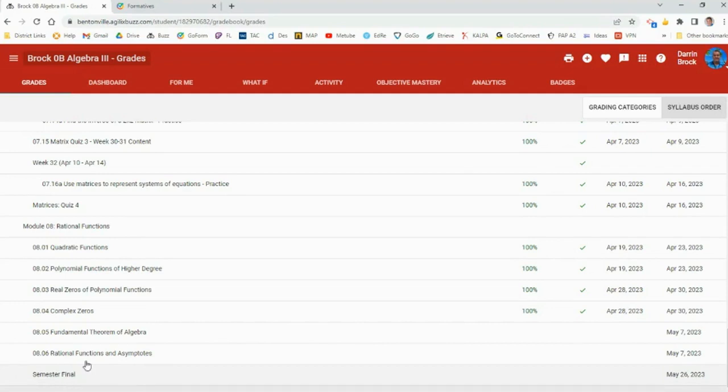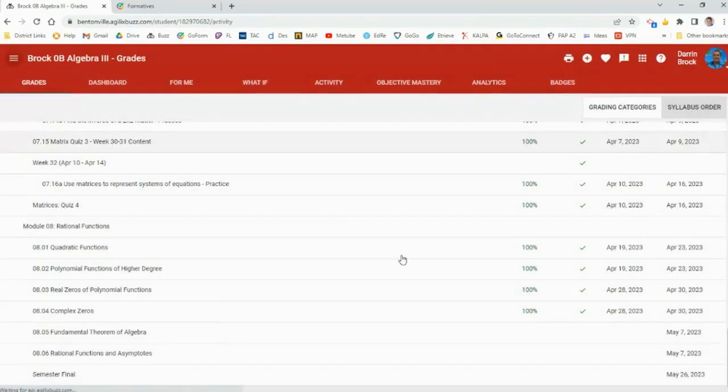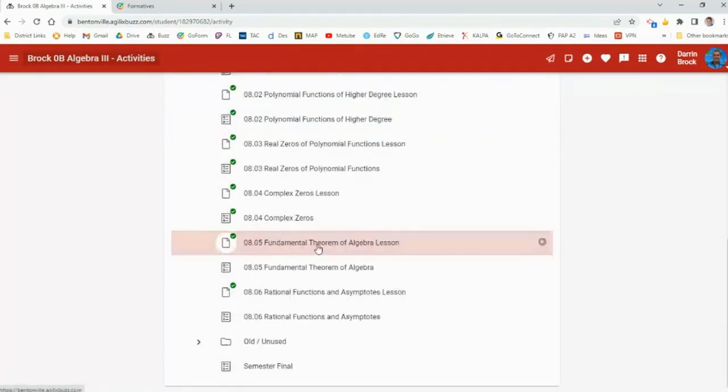But this is going to be our last lesson, the fundamental theorem of algebra. And you've already done the fundamental theorem of algebra. We just haven't put it in a lesson form. So let's look at it real quick, and then I'll tell you how this week is going to pan out for all you senior folks. All right, the fundamental theorem of algebra lesson right here.